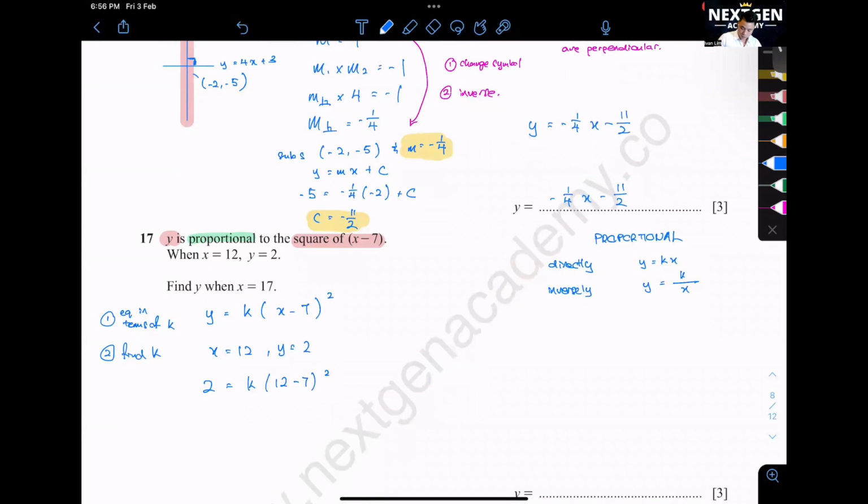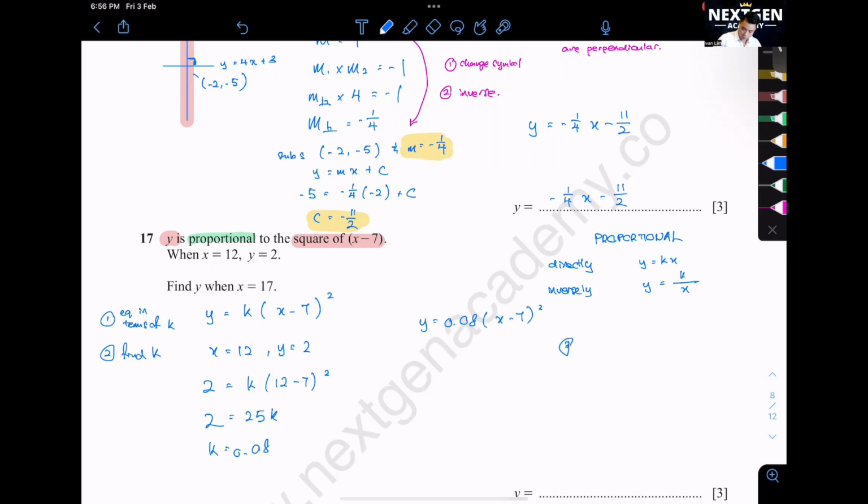Then you get 25k equals 2, k equals 0.08. Therefore, now I got my equation ready: y equals 0.08(x minus 7) squared. Then only the final one.